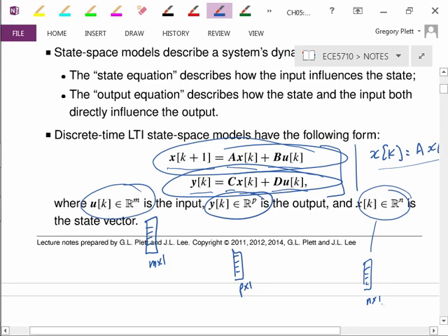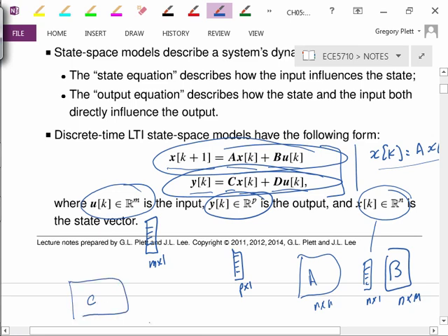The dimensions that we have to have then for the other things: A is n by n, B is going to be n by m, C is going to be p by n, and D is p by m.